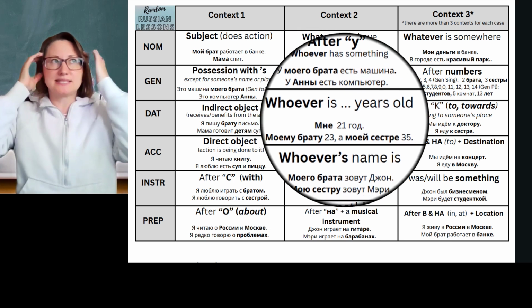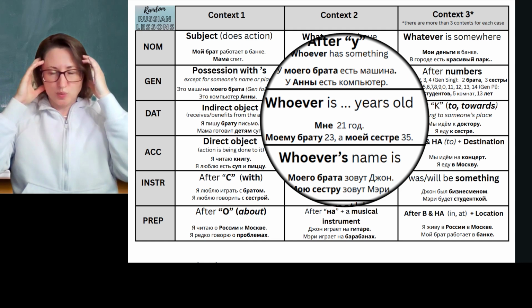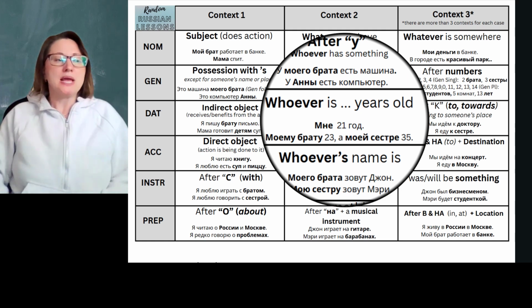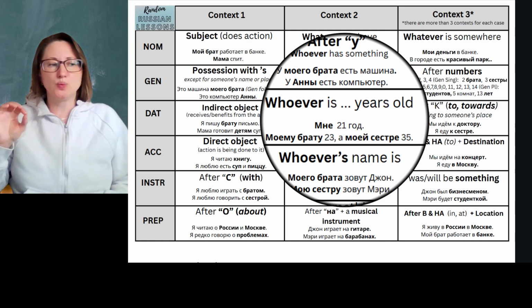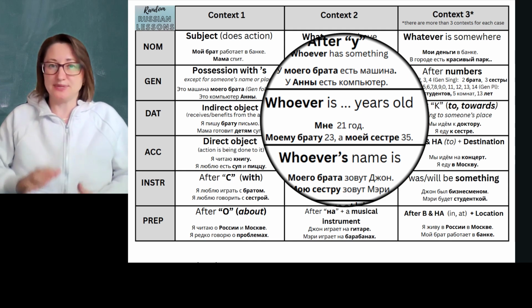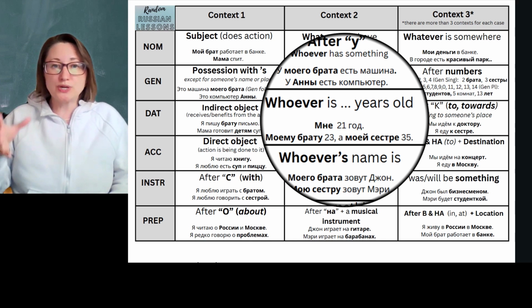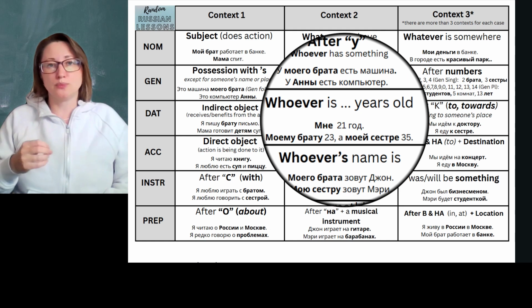And the next context is something where I think the non-native speakers go, whoa, what? This is also something where I see even advanced students sometimes slip and make a mistake, because it's so hard to wrap your mind around this context, which reads: whoever is so and so many years old is going to be in dative.